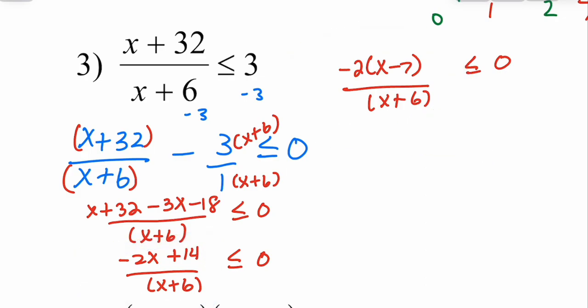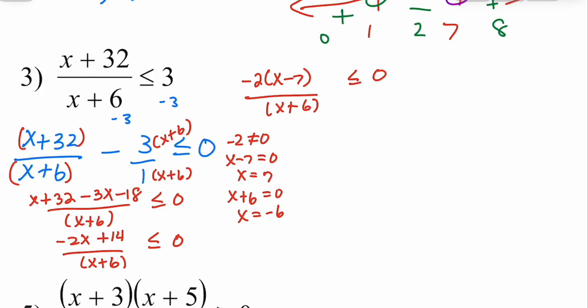Okay. Now, just like before, we are going to set each one of those factors equal to 0 to find the zeros of the problem. Well, negative 2 is not going to equal 0. It's going to have to be accounted for, but it's not going to equal 0. But x minus 7 equals 0 at 7, and x plus 6 equals 0 at negative 6. So on our number line, in least to greatest order, negative 6 comes first, then 7.